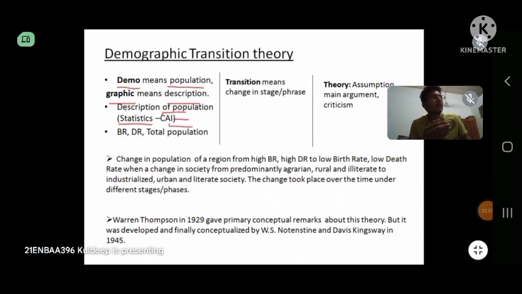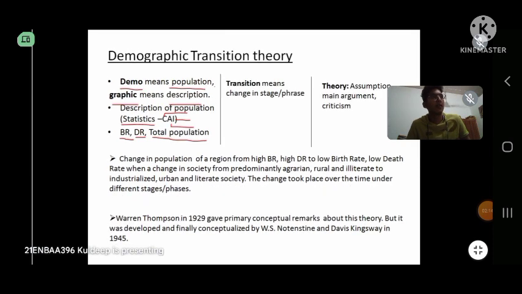Then what data are we going to use in this demographic transition theory? That data will include the BR, that is birth rate, death rate, and the total population. So this was the whole term demographic. Now let's see another term, that is transition. Transition means the change in stage or phase. That is, when drastic changes in the characteristics and qualities of the features of one phase occur, then there is this transition, this change.